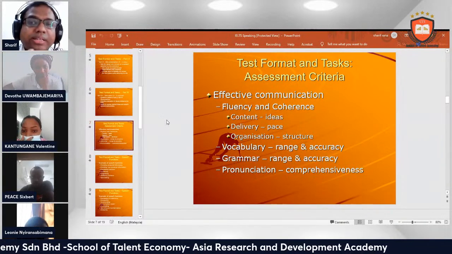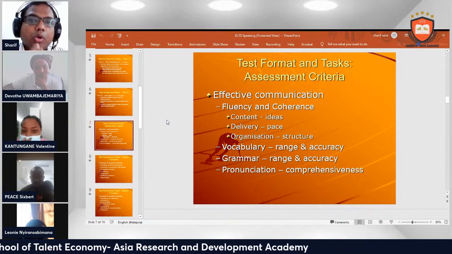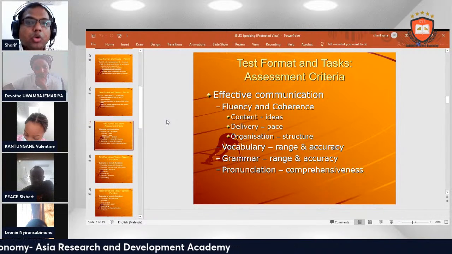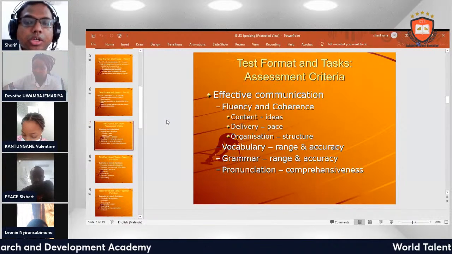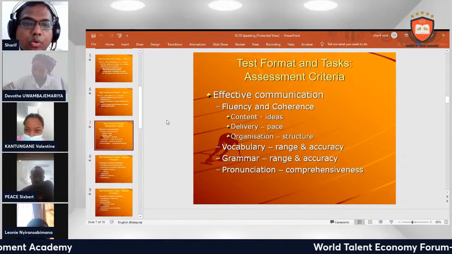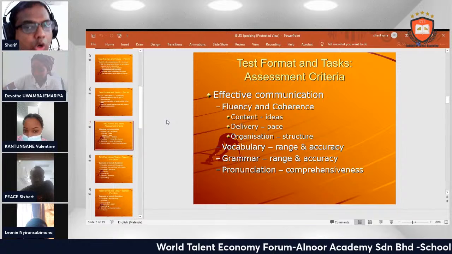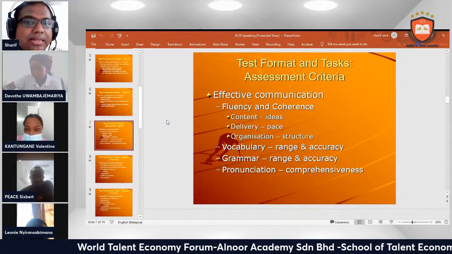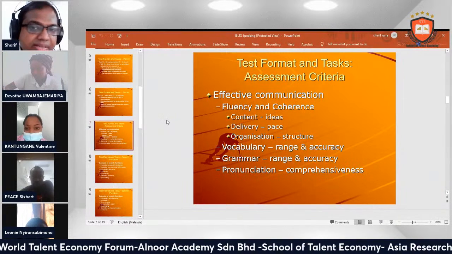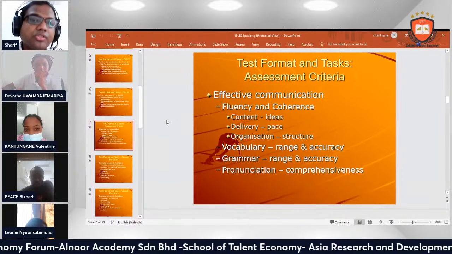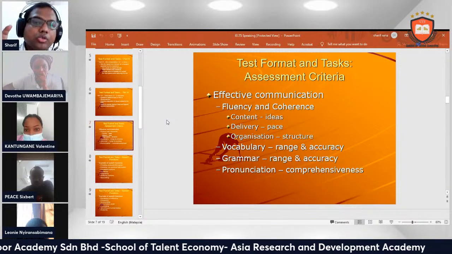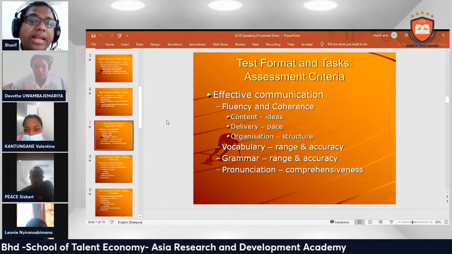Okay. What is effective communication? Let's say I'm an examiner; when I assess your examination, I will go in this way. Are you fluent and coherent? What is the content? Is your idea clear? Delivery, it's the pace. Organization, it's the structure. Then vocabulary, range and accuracy.